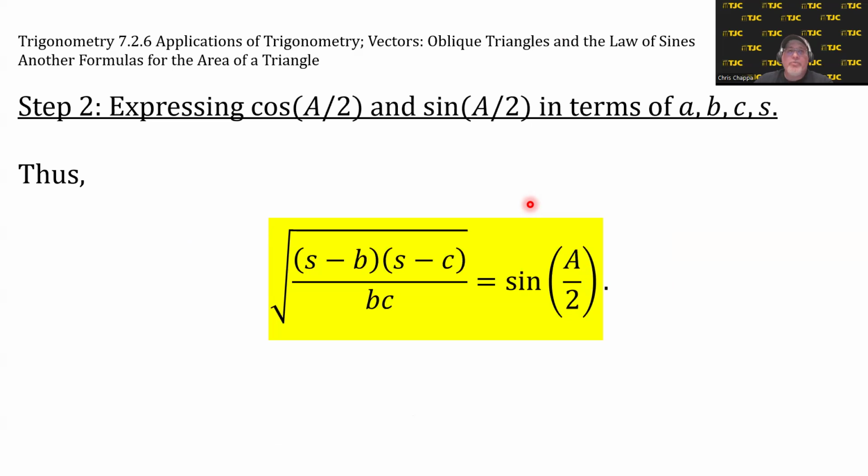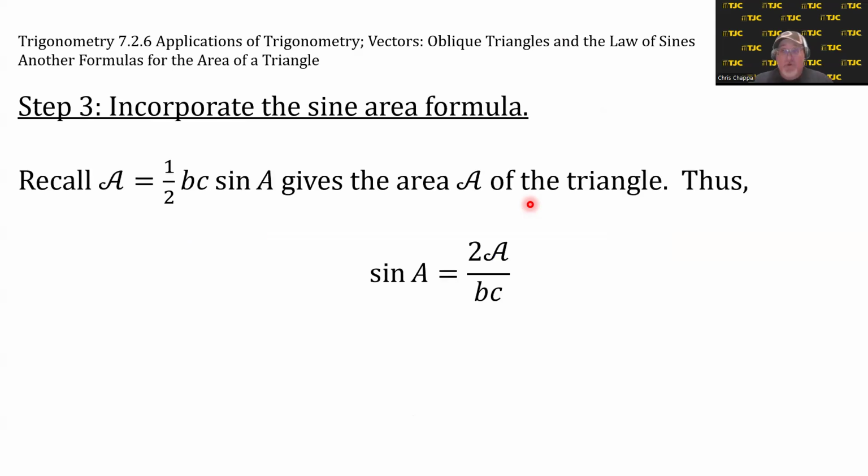Now we're on step 3, which is to incorporate the sine area formula. Remember, we're trying to find a formula for the area of a triangle in terms of its sides. Recall that the area of a triangle can be 1/2 BC sine of A. There were two other variations if you permute the variables, but that gives the area of the triangle. If we solve for sine of A, we get sine of A equals twice the area over B times C.